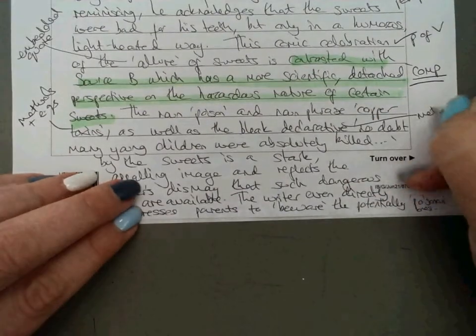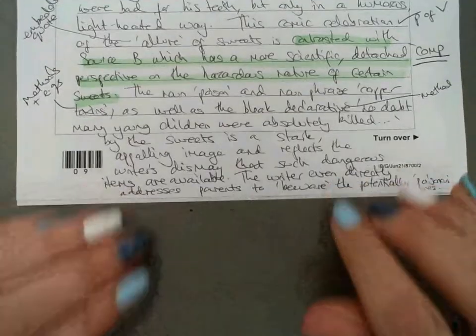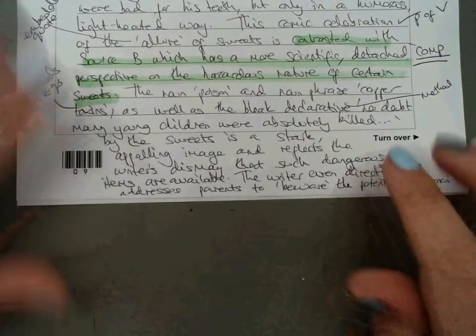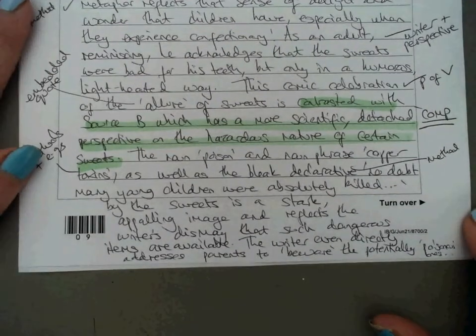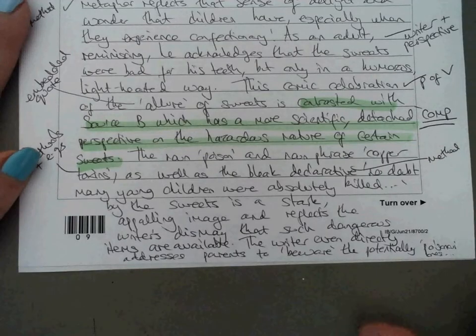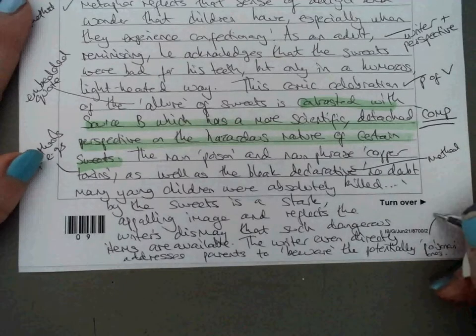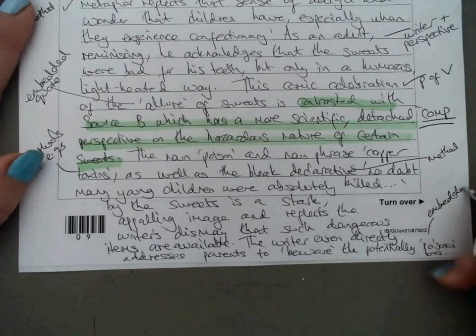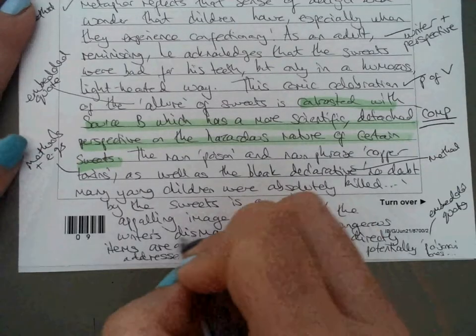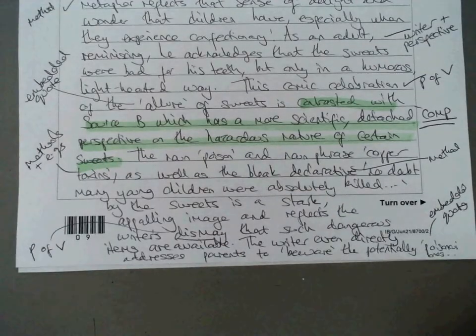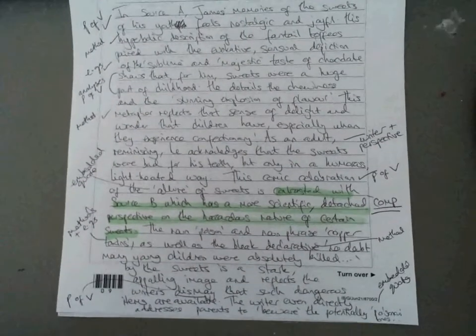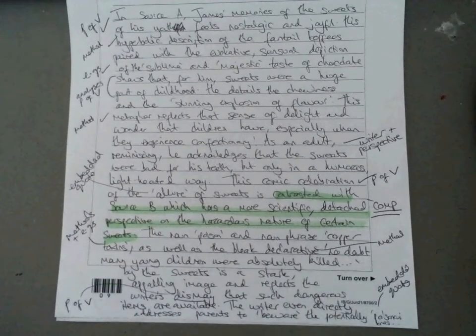A declarative is a structural method. "No doubt many young children were absolutely killed by the sweets" is a stark, appalling image and reflects the writer's dismay that such dangerous items are available. The writer even directly addresses parents to beware the potentially poisonous ones. So I've got some more embedded quotes here. When I talk about the writer's dismay, that's a point of view, isn't it, to feel dismayed about something. I'll zoom back out so you can see the full thing. This is one comparison that I've done.